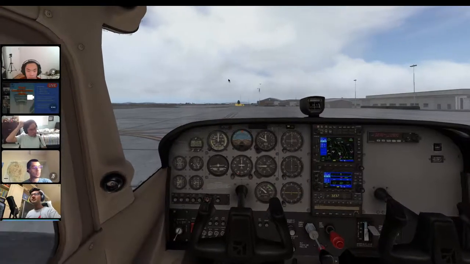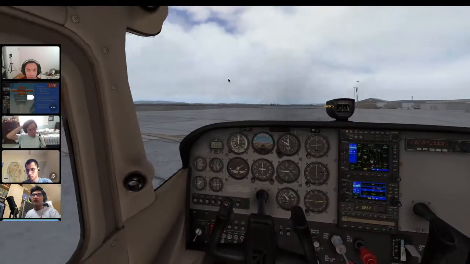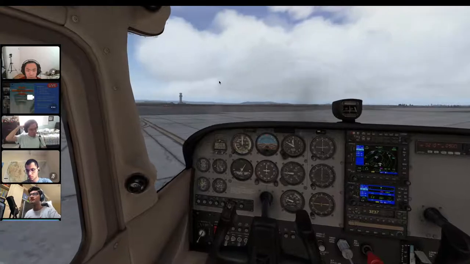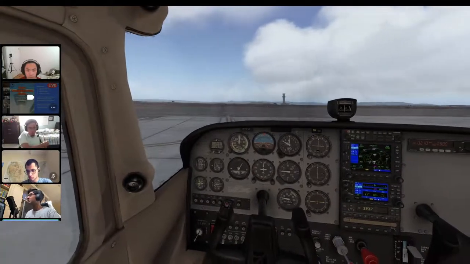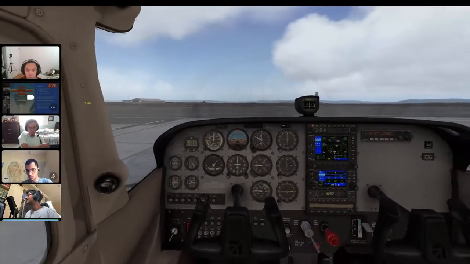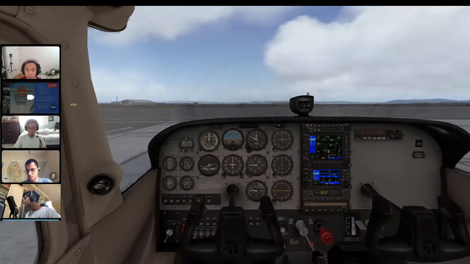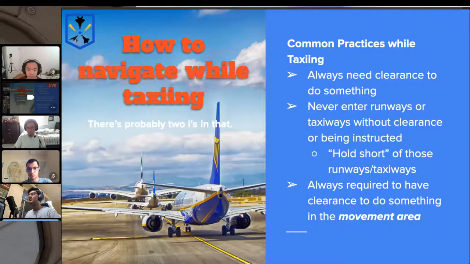And now I'm going to show you how to navigate the airport looking at the taxi signs as well. Actually, we have a slide for that. We should probably go over it. And yeah, I can have Steven go over taxiing the airport.